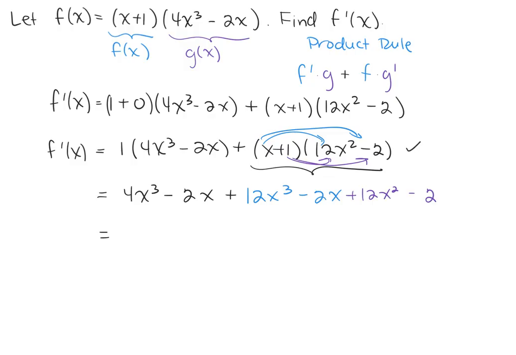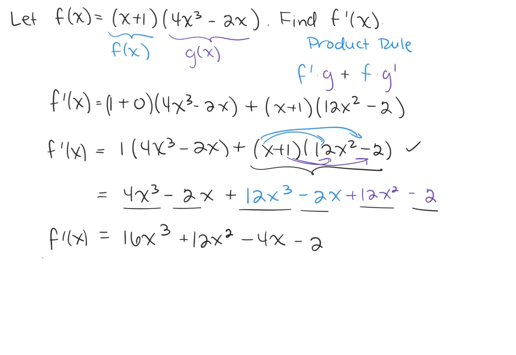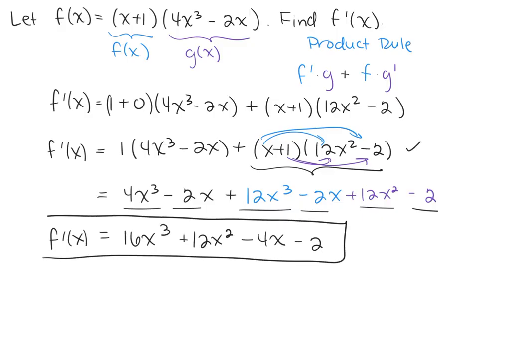I've got 4x to the third plus 12x to the third, that gives me 16x to the third. And then I've got this 12x squared, so plus 12x squared. And then I've got this minus 2x and this minus 2x, which gives me minus 4x, and then minus 2. So if we want to clean this up a little bit more and combine like terms, then that would be a better final answer.